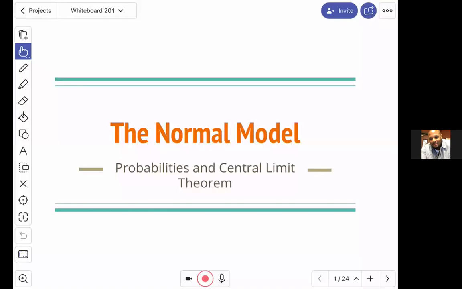So we're going to talk about the normal model next, all right? And I want you to realize what we talked about up until this point. When we talk about probabilities, there are two distributions in particular that we focus on in an introductory class of statistics. And that's the binomial distribution and the normal distribution. Those are the two distributions we really focus on.